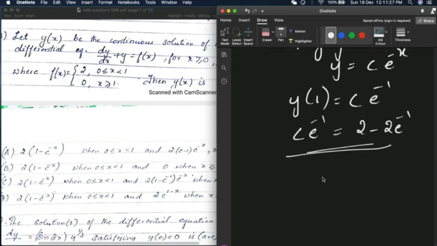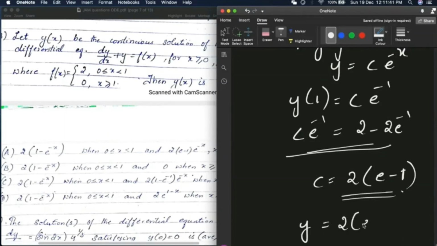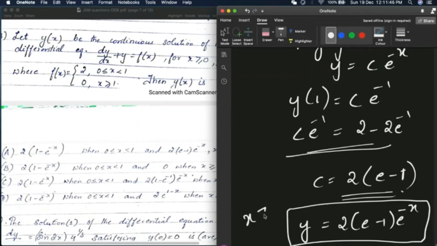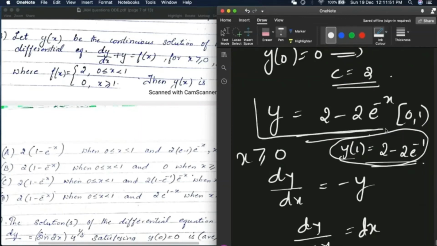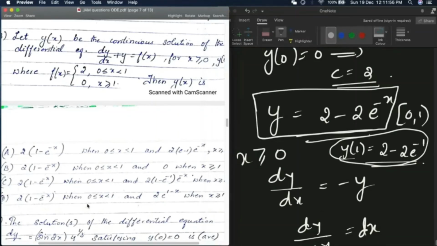So your c is 2 into e minus 1. You get your solution as 2 into e minus 1 into e raised to minus x. This is my solution in the interval x greater than or equal to 1, and my solution in the interval 0 to 1 is this. So is there any option given there? 2 into 1 minus e raised to minus x in the first interval, and 2 into e minus 1 into e raised to minus x. Yes, option A.